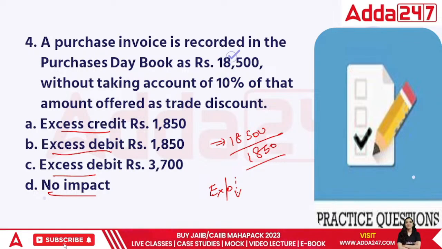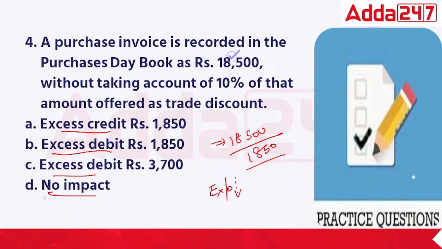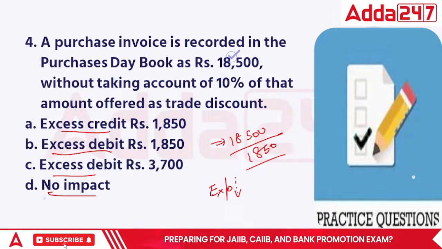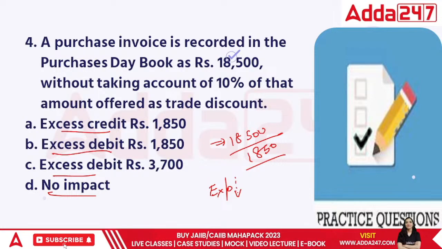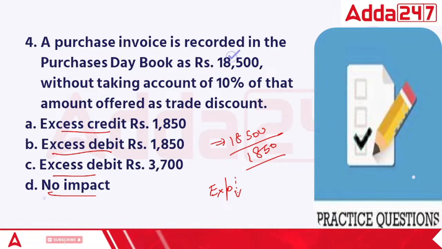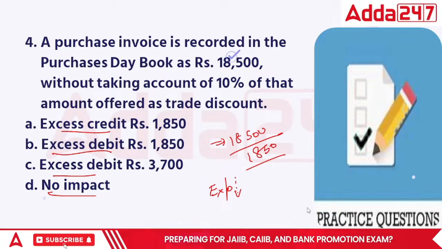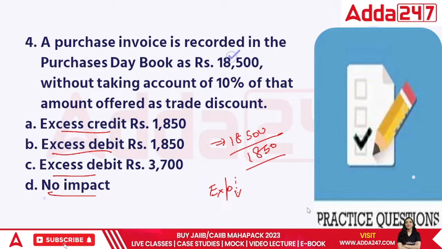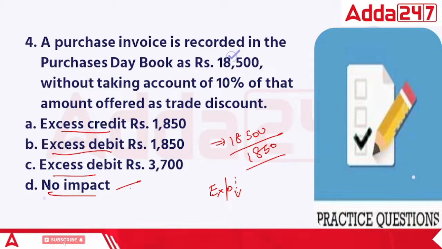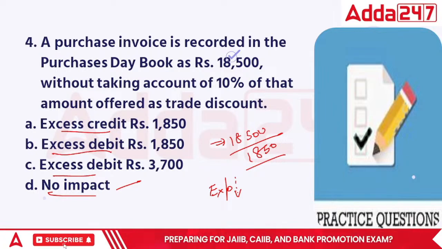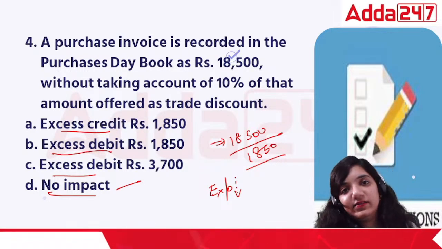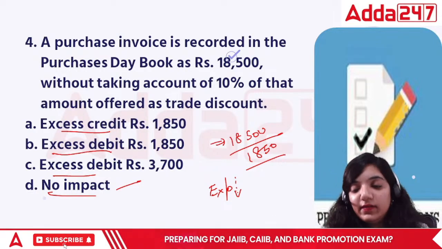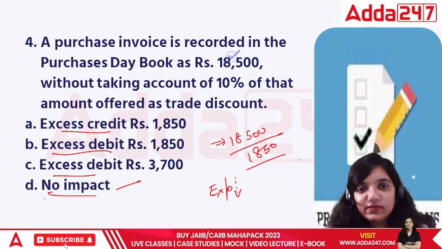A purchase invoice is recorded in the purchase day book at 18,500 without taking into account the 10%. I haven't recorded the discount yet. Technically, I have to record the discount, but there is one rule, everyone. We do not consider trade discount. Trade discount is received before recording. So in this case, the correct answer is no impact, because we do not record trade discounts at all. That's a rule. It is just deducted, not noted, not shown anywhere. So in this case, the correct answer is D.